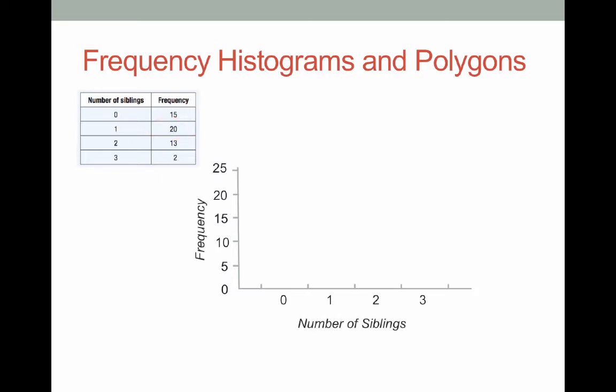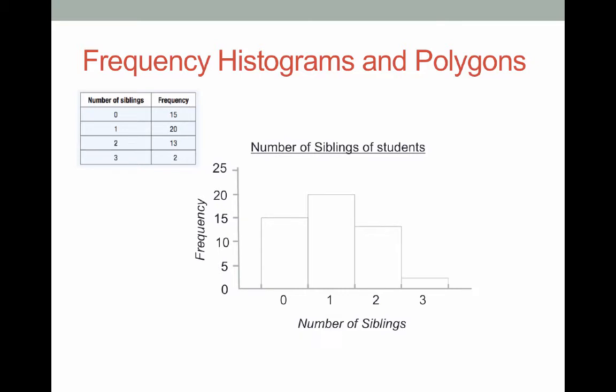Next up, I need to label. Very, very important. My horizontal axis is the number of siblings. I can get that from my table, and my vertical axis is my frequency. That is how many people actually have that many siblings. The next step is to draw in the title. This title needs to describe the data that you're looking at, and then our columns can go in.